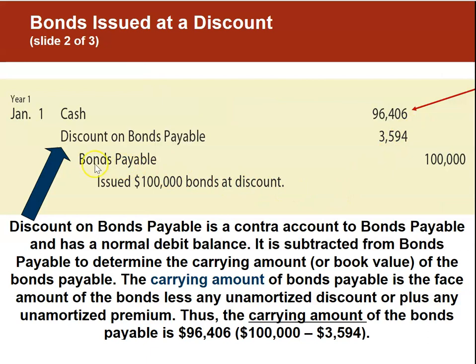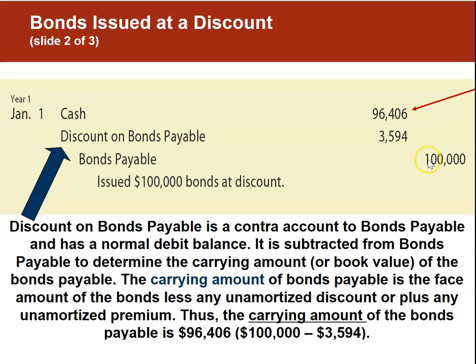So the way we handle this is we know that the bonds payable amount is a credit because it's a liability. And we also know that cash is an asset, so we must debit cash in this case for 96,406. The discount on bonds payable has to be a debit to make the two sides balance. So in the initial entry, we're going to have a debit to cash for 96,406 and a debit to discount on bonds payable for 3,594. These two figures add up to 100,000, and then we're going to have a corresponding credit to bonds payable for 100,000.